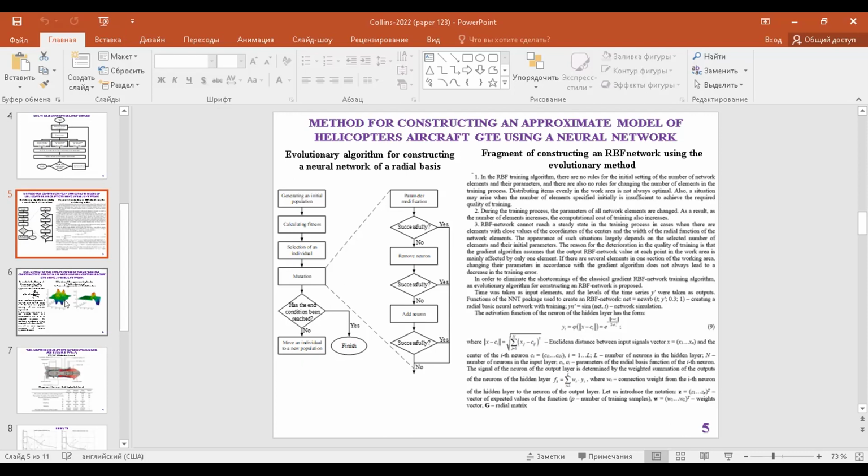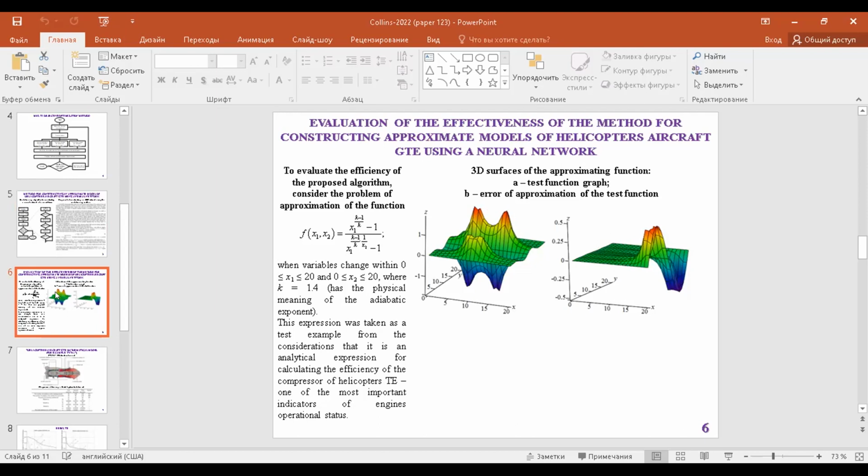To evaluate the efficiency of the proposed algorithm, consider the problem of approximation of a function. The diagram of the function being approximated is shown in figure A. The error of its approximation based on this method is shown in figure B.